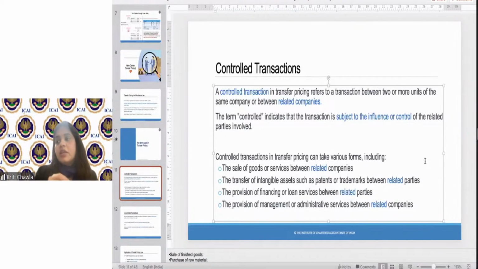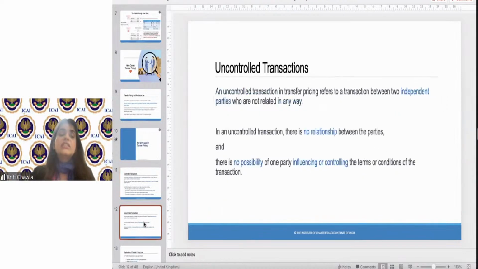Or the parent entity is providing management services, or the subsidiary company is providing IT services to the parent entity. That is all a controlled transaction. The only thing is that this is a transaction between related parties. So that is basically a controlled transaction. And similarly, there is something called an uncontrolled transaction.